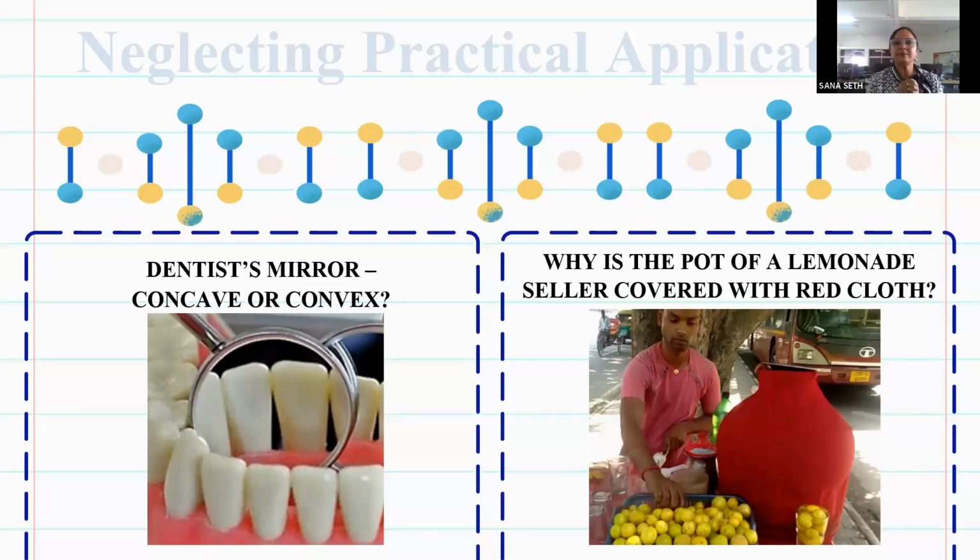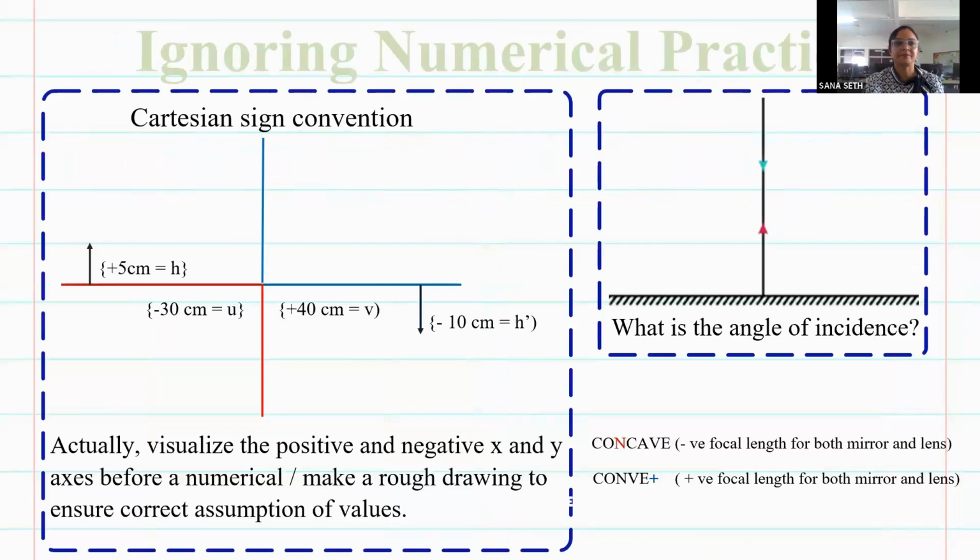Okay. Then, for example, some application-based questions like why is the pot of the pani puri wala or the Nimbu pani wala always covered with a red cloth to make it beautiful? No, this is not even mentioned in your NCERT book, but this is an application-based question. Yeah, this leads you to scattering. Red light is least scattered by fog or smoke, so it can be seen at a distance. So these are practical application-based questions that you must be familiar with. It will come with practice and it will come if you expose yourself to a wider world.